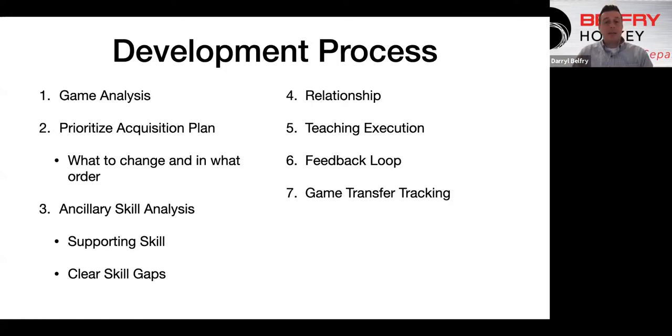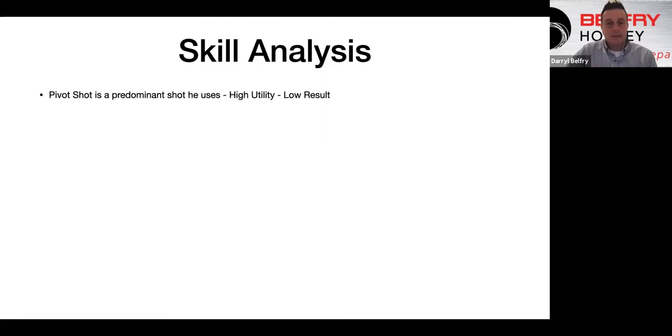And then game transfer tracking. Once we get going, I want to know what transfer tracking we have. When I watch the next game, I want to see how many opportunities he had to use it. Did they actually use it? Did they use it in the right context? Were they able to maybe manipulate the environment to be able to use it? What level of competency in the transfer do we actually have here?